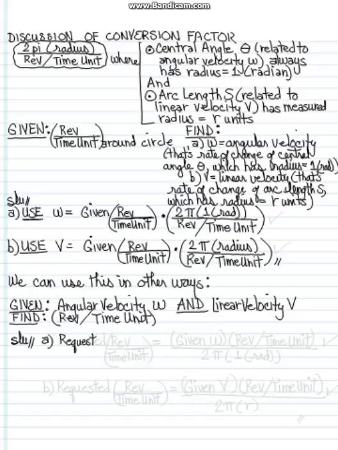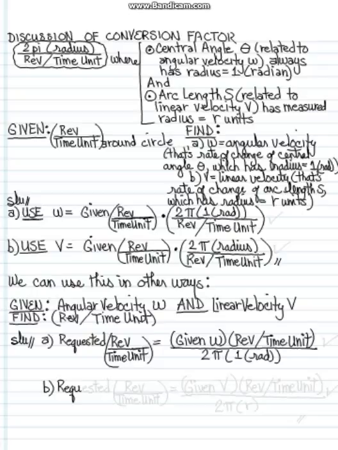First, part A, using the angular velocity, the thing that they requested, revolutions per time unit, is going to be equal to a fraction. On the top of the fraction, we are using the given omega, the angular velocity, multiplied by the number of revolutions per time unit, and then we divide the entire product over 2 times pi times 1, where 1 is in the invisible units of radians. So that's how you get the answer using omega.